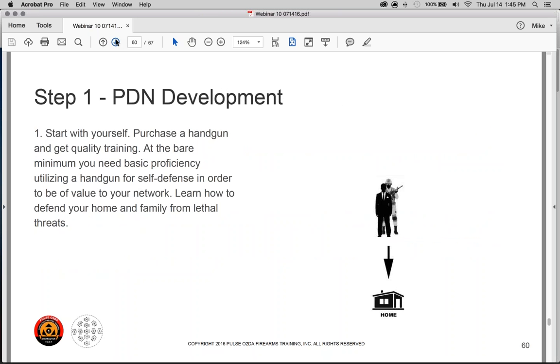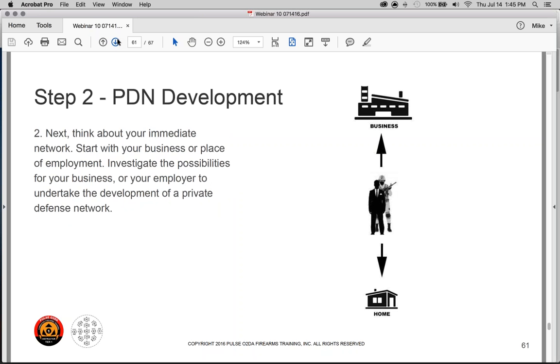Step one in developing a private defense network, therefore, starts with yourself. Purchase a handgun and get quality training. At the bare minimum, you need basic proficiency utilizing a handgun for self-defense in order to be of value to your network. Learn how to defend your home and family from lethal threat.